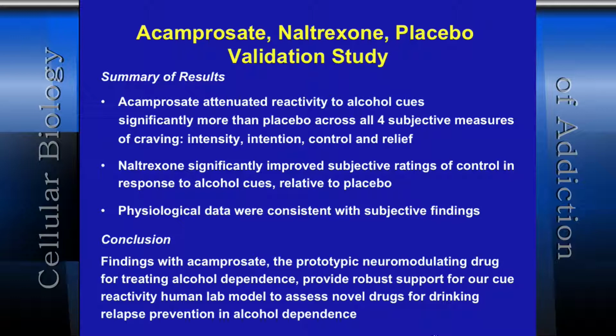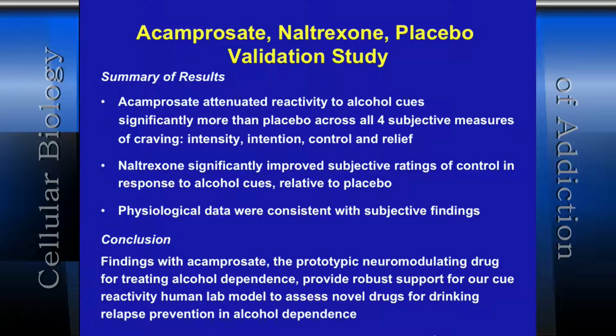So, acamprosate attenuated the reactivity to the alcohol cues significantly more than placebo across all 4 subjective measures. Naltrexone significantly improves subjective ratings of control in response to the alcohol cues. The physiological data were consistent with the subjective findings.